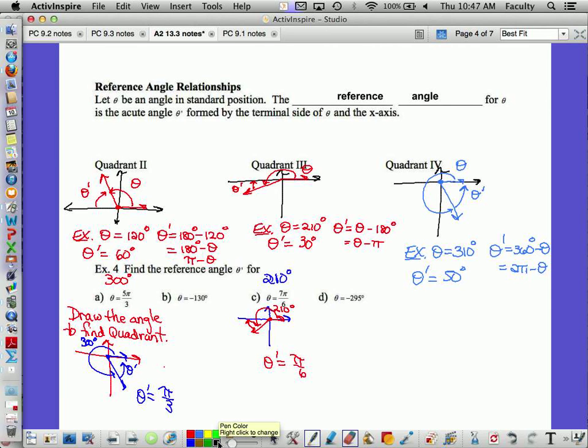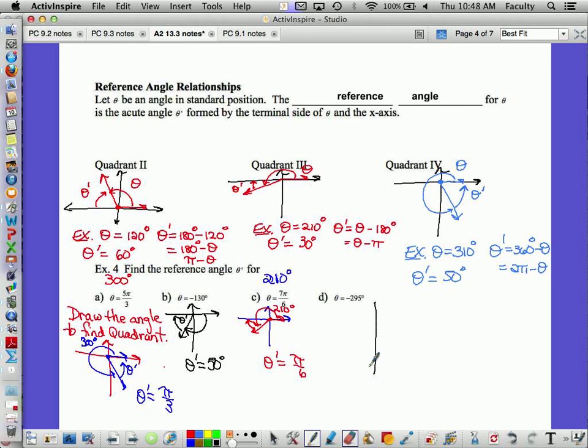All right, let's look at letter B now. I gave you negative angles. Let's look at negative 130. Negative 130 is going to rotate clockwise. And so here's a way to think of it. I'm at negative 130 and the reference angle is theta prime. How far away from the x-axis am I? I'm 50 degrees away. Reference angles are always positive. You can't have negative reference angles.